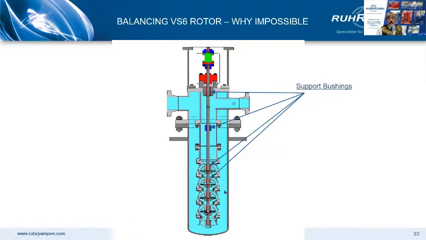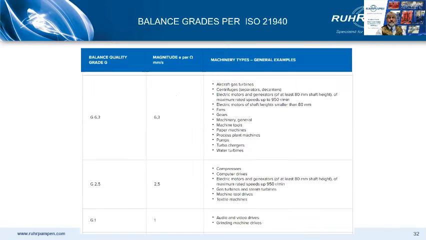VS6 rotors are assembled stage by stage within the diffusers or bowls, which have a bushing at each stage, one here and one here. An assembled rotor without these diffusers and these bushings and mounted horizontally, supported at either end, will look like a banana and will not be anything like representative of the assembled pump. So don't specify rotor balancing for a VS6 pump. Same applies to a VS4 pump as well.